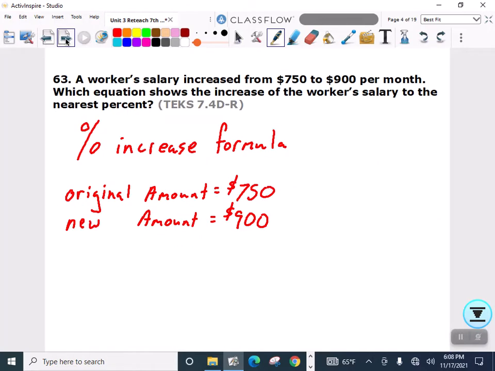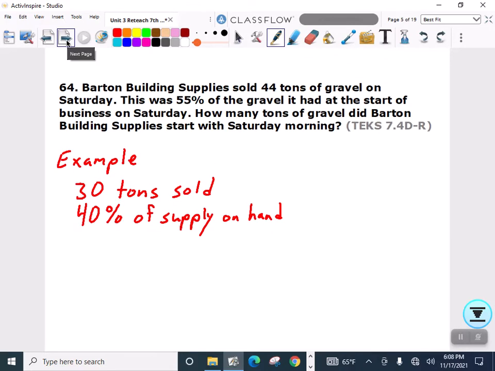Next one, 63. We're going to use the percent increase formula, right? Increased from 750. That tells us 750 was the original amount. So 900 had to be the new amount. Barton Building Supplies sold 44 tons of gravel on Saturday, and this is 55% of the gravel. So how many tons of gravel did Barton Building Supplies start with Saturday morning?